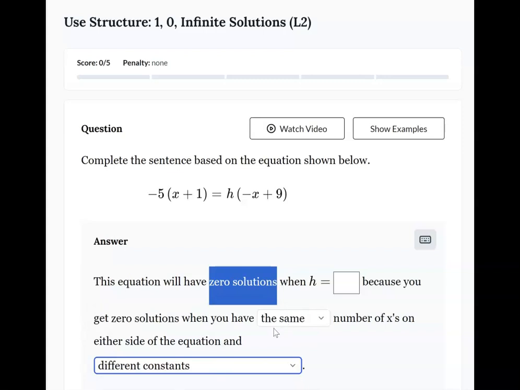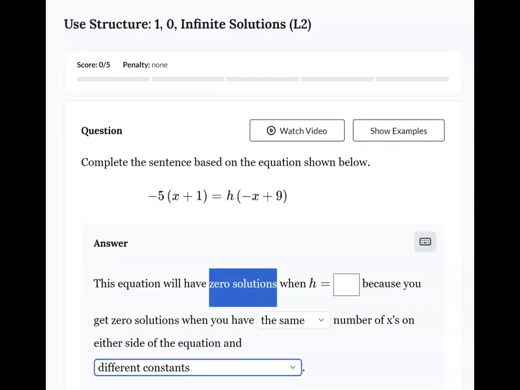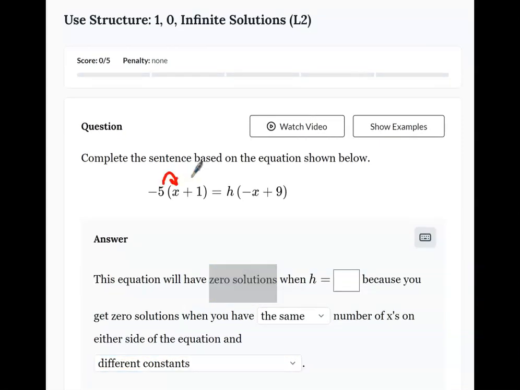I can do this part already. The only way to have 0 solutions is for the x's to be the same, but the constants can be whatever they want. So before we distribute, let's just concentrate on what would happen here to my x. What would happen here to this x? So this one would be multiplied by -5. And if I need the same number of x's on both sides, then what does this number have to be to get this to turn into a -5x? And the answer is, it would need to also have a 5.